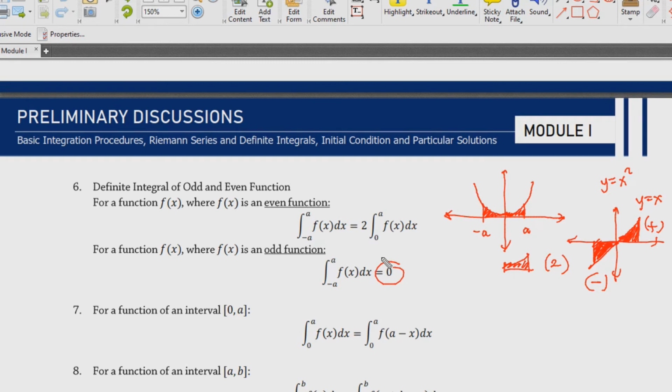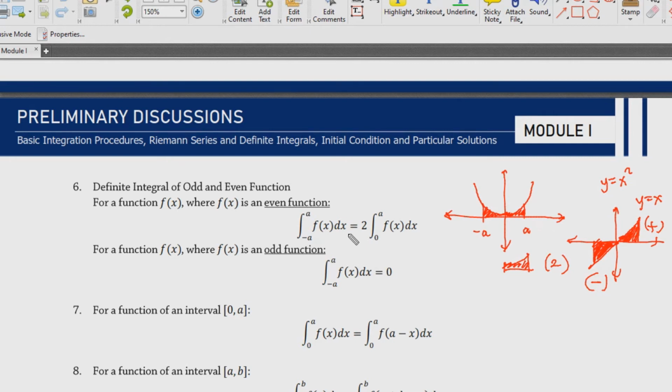Now, any kind of function that is neither even nor odd would not have this property. So wag niyo expect na halimbawa, uy, ano to? Function to pero hindi siya even nor odd. So wag niyo tong gagamitin tong gantong equality. That's just strictly or exclusively used for even and odd function.